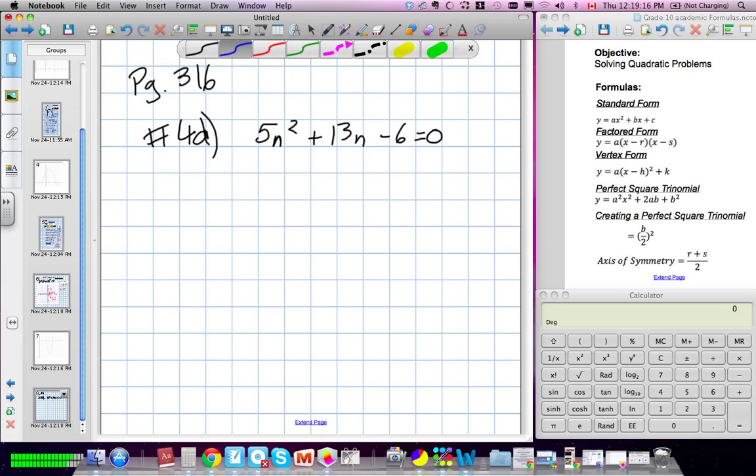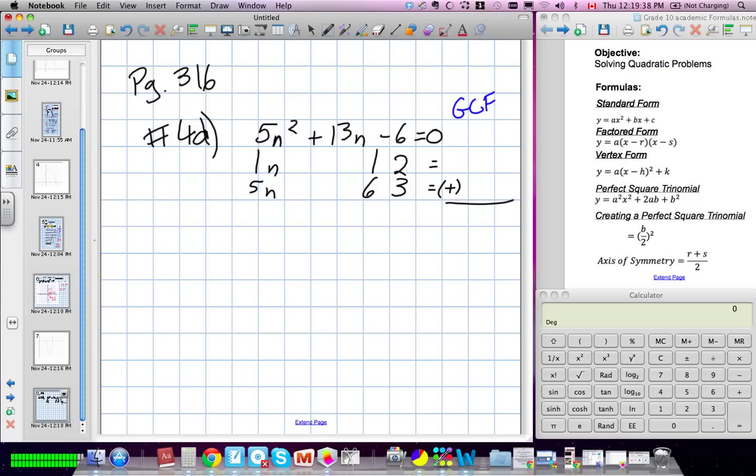First thing I look for is a greatest common factor. Is there one? No, there is no greatest common factor in these terms. So, I'm going to take the factors of the first term, which are 1n and 5n. Now, if you prefer to change it to x, that's fine. N just represents a variable. Factors of our last term, which are 1 and 6, 2 and 3. And we know the product is going to have to equal 13n.